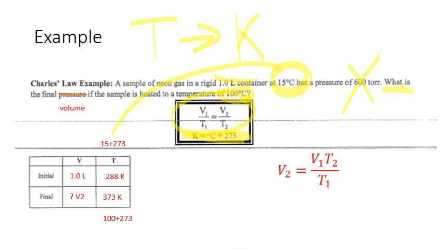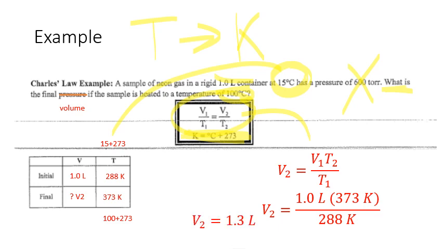Now I can set this up using this. All I did was move some things around algebraically. I took this formula, made that formula, and now I can plug and chug 1 times 373 divided by 288. Of course, still want to use my sig figs, and 1.3 would be my answer in this case.